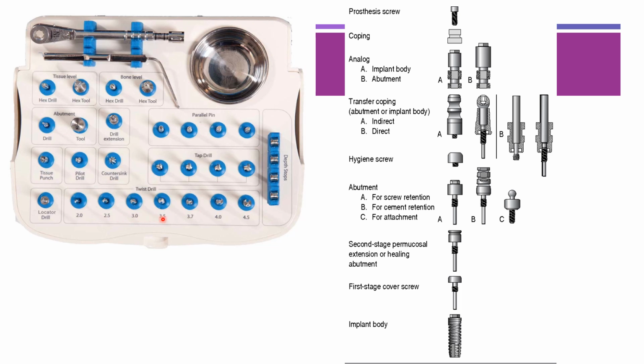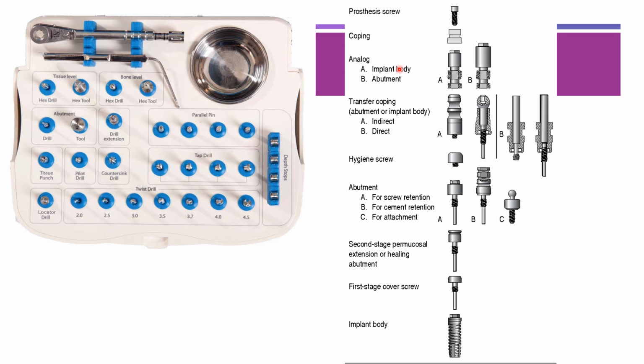You can see that the twist drills are of varying diameters: 2, 2.5, 3, 3.5, 3.7. Usually for a 5.5 width implant we will drill only till 4.5, just 1 mm less than the actual width of the implant. We have paneling pins also to find parallelism and depth of the implants. And we have the tap drill, which is used for high quality bone areas, that is D1 and D2, and we have depth gauges.